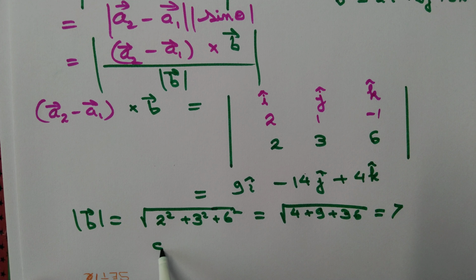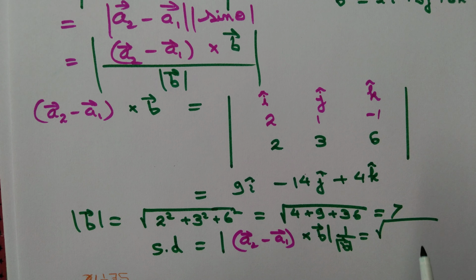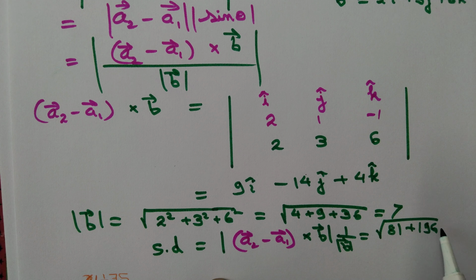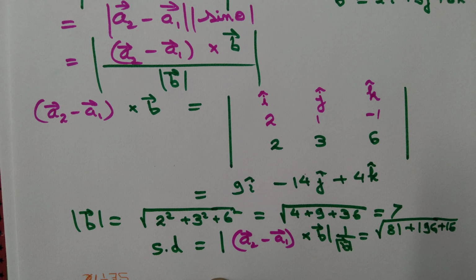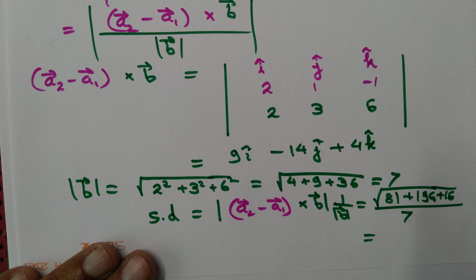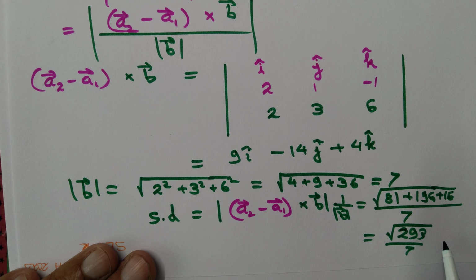Lastly, SD, or the shortest distance, is given by A2 minus A1 cross B divided by the magnitude of B, and that's equal to the square root of 9 square, that's 81, plus 14 square, that's 196, plus 4 square, that's 16, divided by the magnitude of B, and the magnitude of B is equal to 7. Lastly, that's equal to square root of 293 by 7 units.